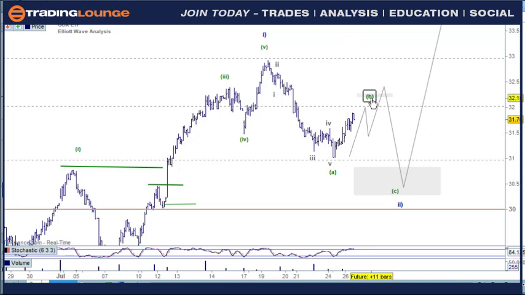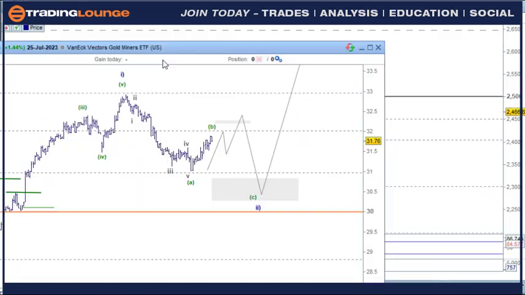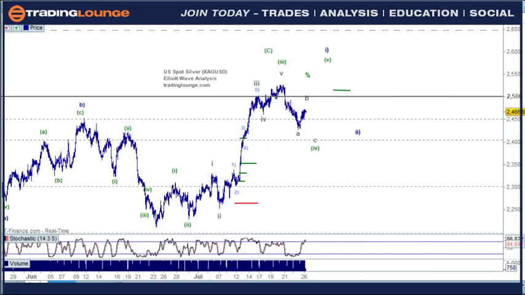It's possible to put that B wave here at the moment, because I can see this is an A and a B and then 1, 2, 3, 4, 5 here. So it's possible to have that in there already. Anyway, that's where we are with gold. And like I said, I won't look at the gold stocks today.